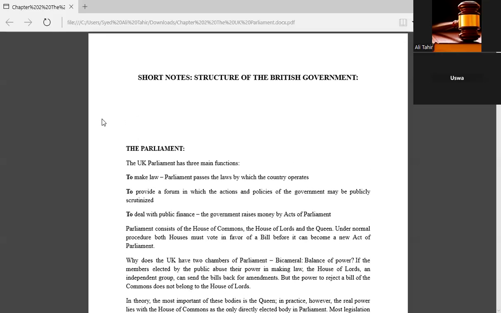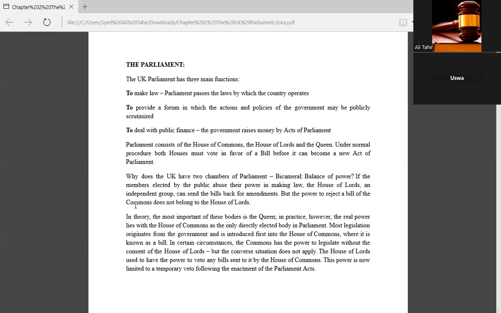So now we will study the British Parliament, how it starts its legislation. We have already studied green papers and white papers. Now it is time to actually see how the British Parliament functions and how laws are enacted by it. First of all, let us study the structure of the British government. The UK Parliament stands at the center of it.